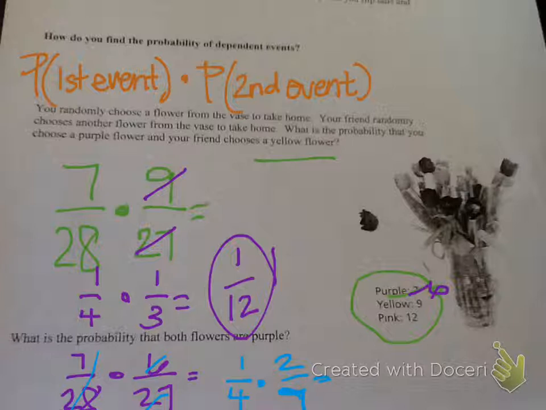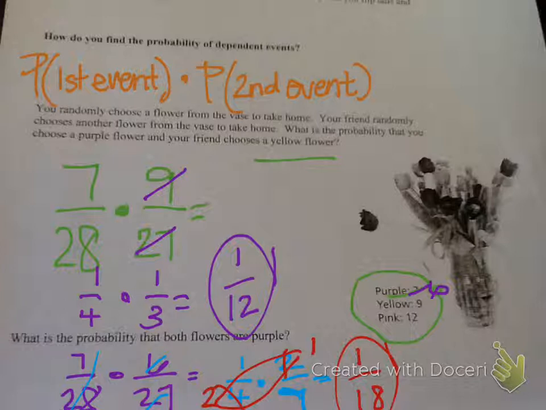And 1 times 2, or we can actually cross-reduce this. And that would make it even simpler. So 2 and 4 can both be divided by 2. 2 divided by 2 is 1. 4 divided by 2 is 2. So now I get 1 times 1 is 1. 2 times 9 is 18. So the probability of getting both purple flowers is 1/18.